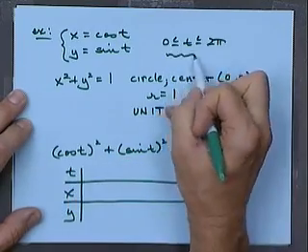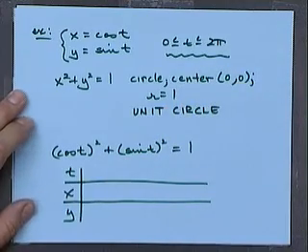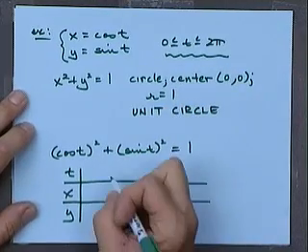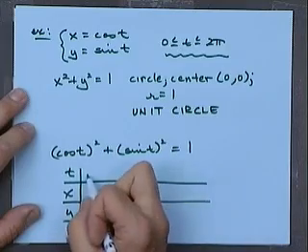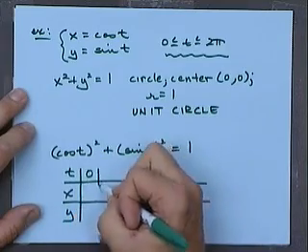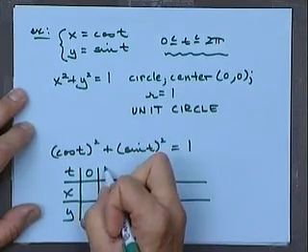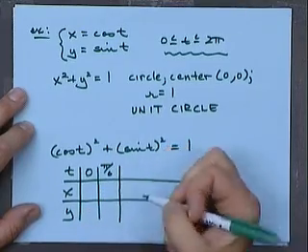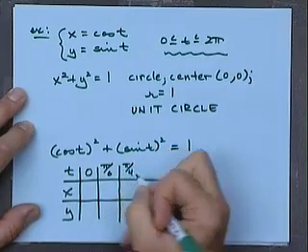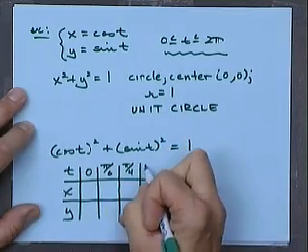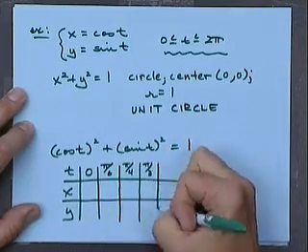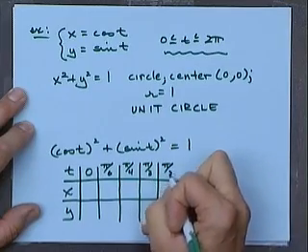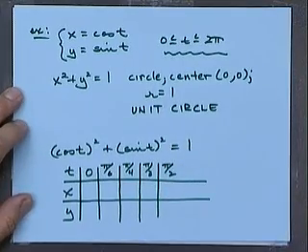So the parameter is supposed to go from 0 to 2 pi. Let's plug in a few values, refresh a few trig values. So 0, let's plug in pi over 6, pi over 4, pi over 3. You were hoping I would skip all those. No such luck this morning.